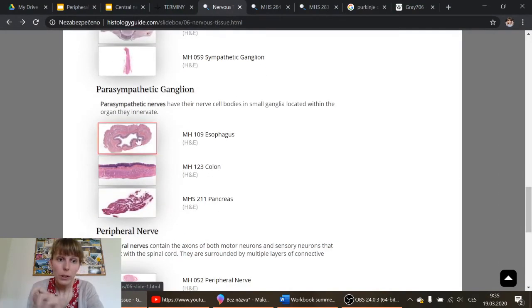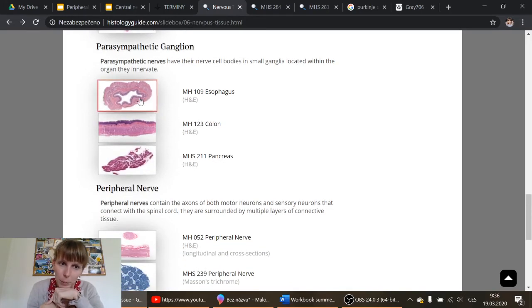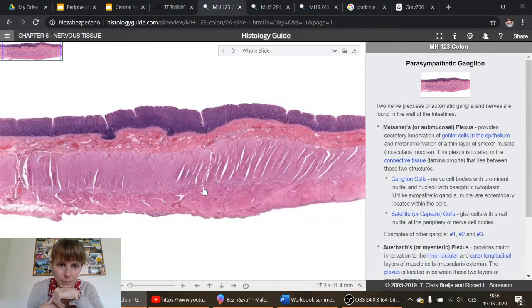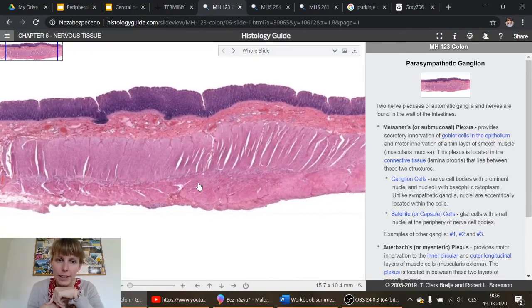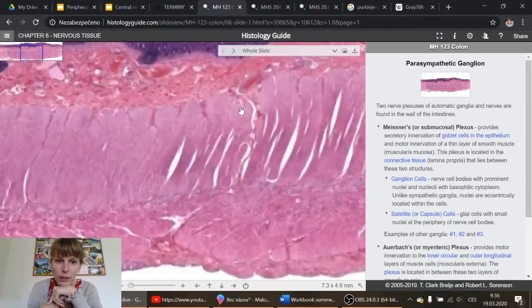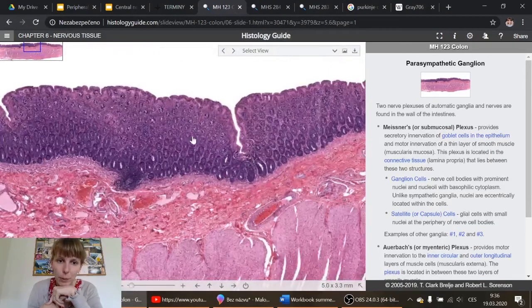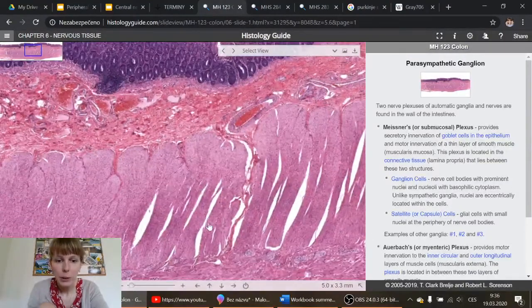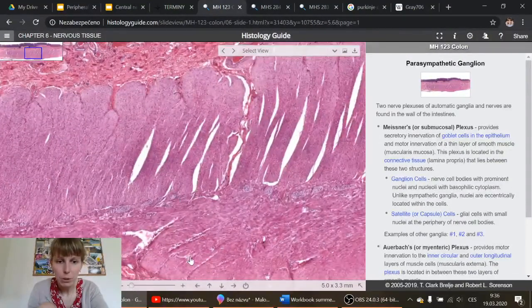Here, you have it in the histology guide under parasympathetic ganglion. So it will be parasympathetic nervous system, but you don't have to really know that. So in colon, we can open the hematoxylin eosin slide, and let's just quickly check where it would be. So you have the mucosa in colon, I'm sure you remember, with all the Lieberkühn crypts. Then you have submucosa, and then you have the muscle. So 2 layers of smooth muscle.